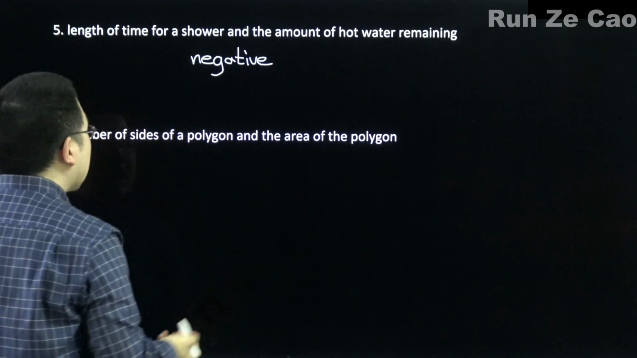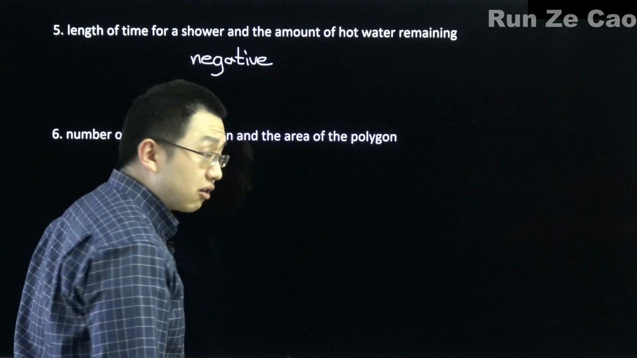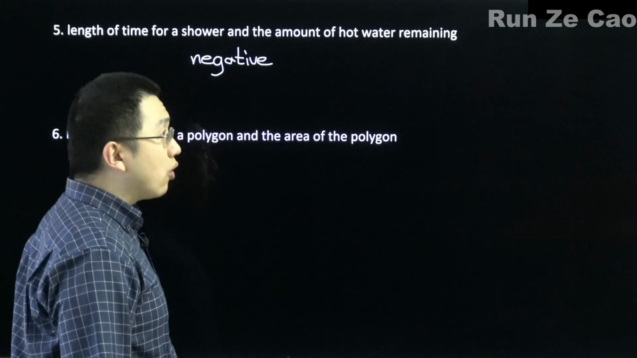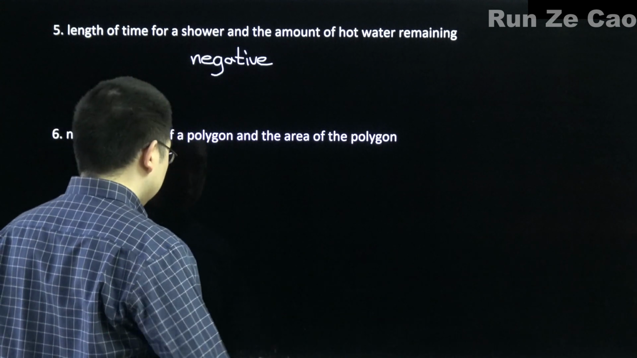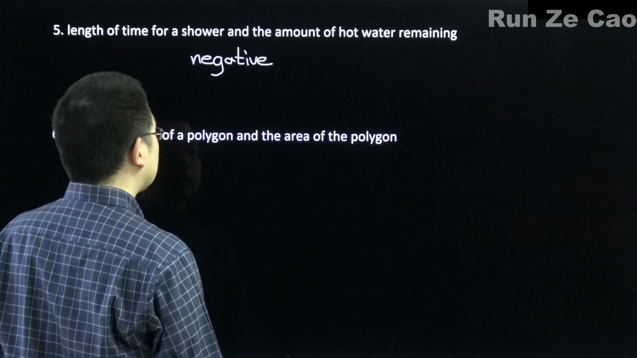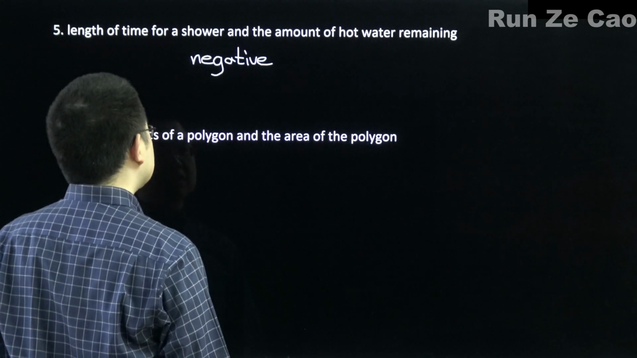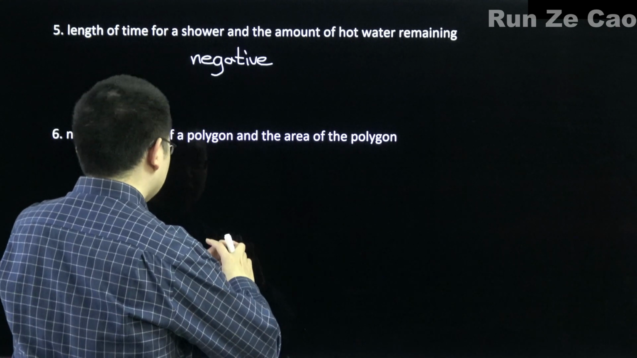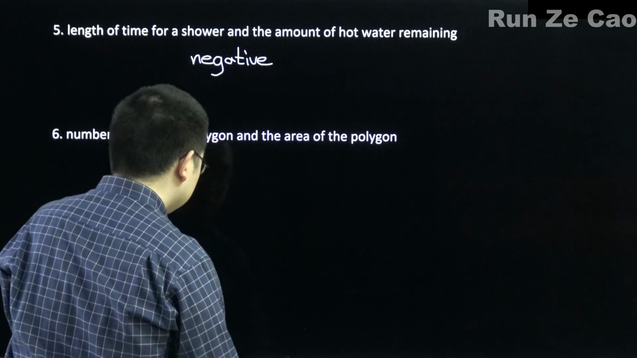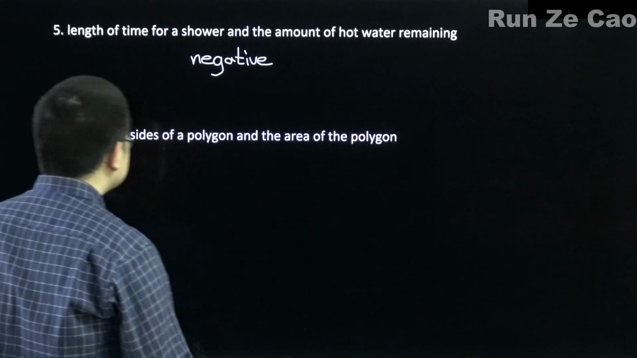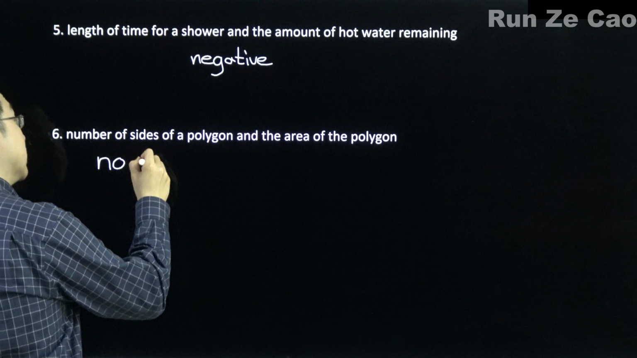But just number of sides and the area of the polygon in general? No, you can have a huge triangle, you can have a puny, well, say 50-sided shape, which kind of looks like a circle when it's small enough. No relationship.